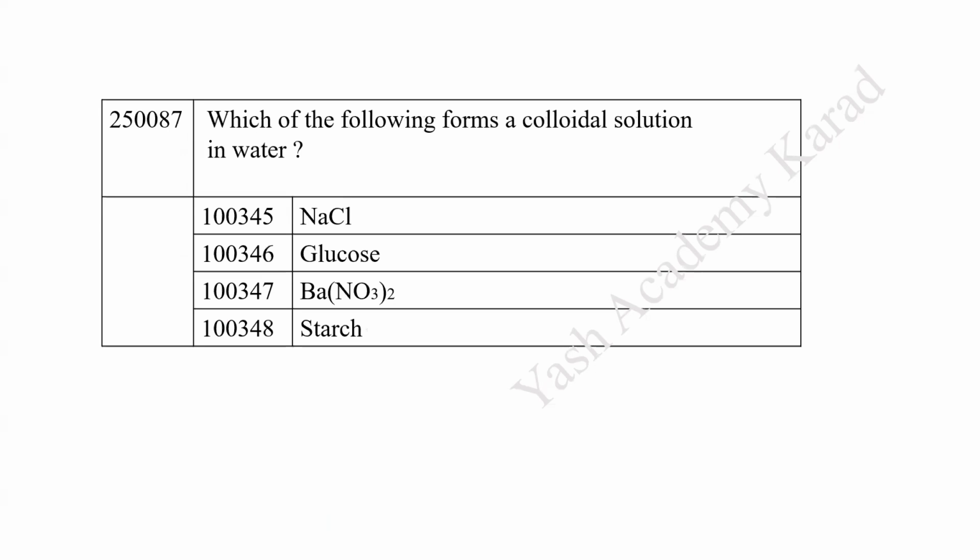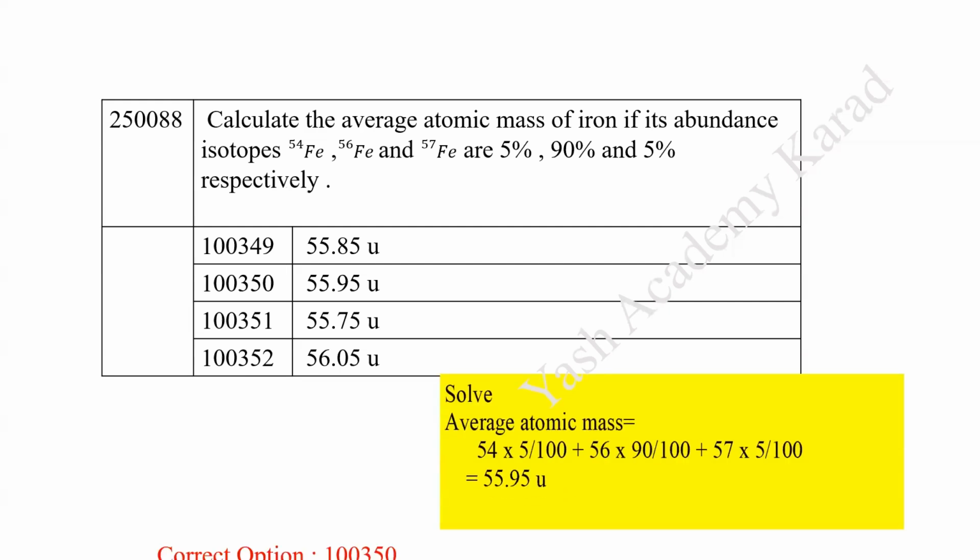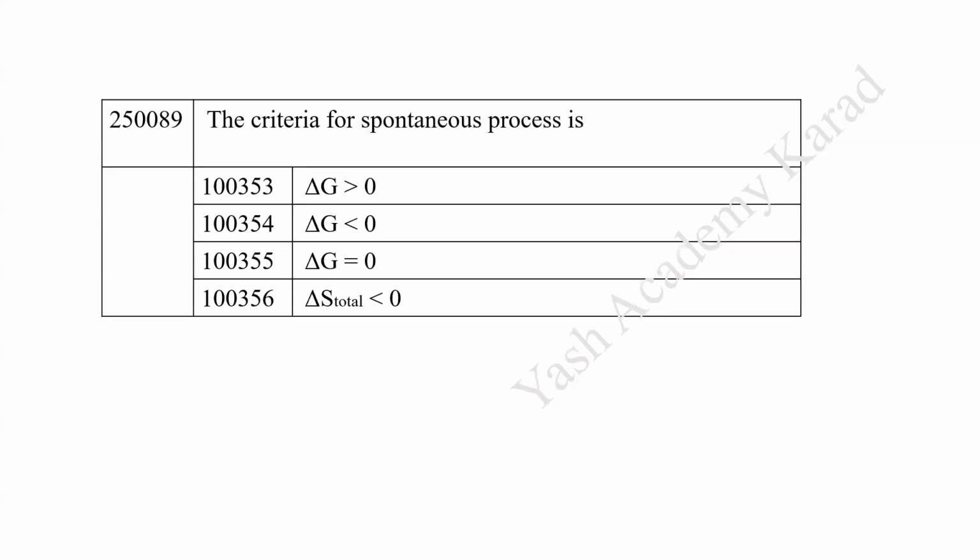Which of the following forms a colloidal solution in water? Correct answer is starch. Calculate the average atomic mass of iron if its abundance isotopes and percentage is given. So by using this formula, the correct option is 55.95. The criteria for spontaneous process is, answer is delta G less than 0.